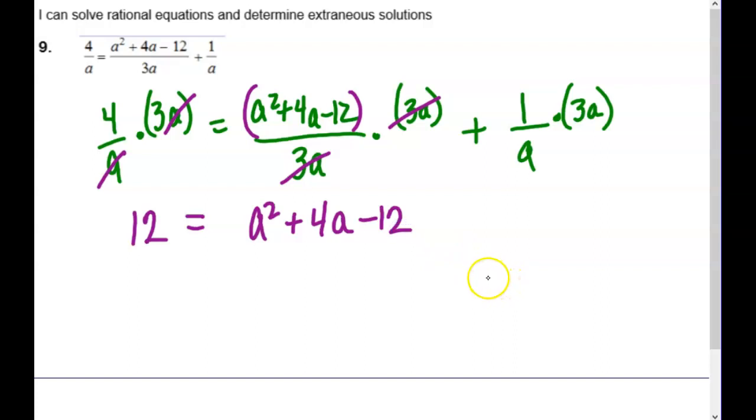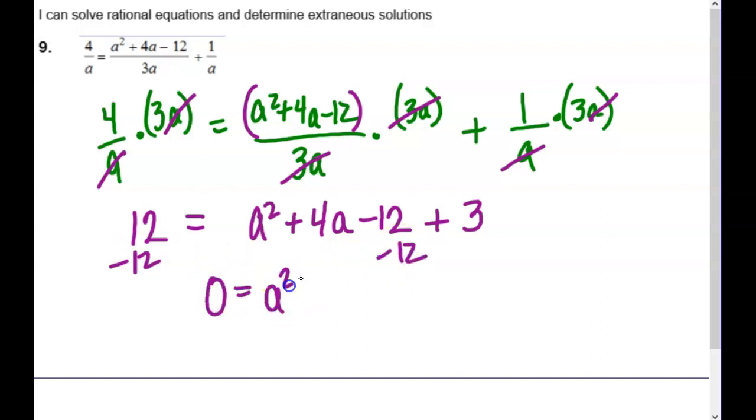We don't have to distribute anything on this one. What divides out on the last one? The a, so we're left with 1 times 3, or 3. Now we have an a squared, so we need to do what? Make it equal to 0 so we can factor. Everybody okay? So I'm going to subtract this 12 over here.